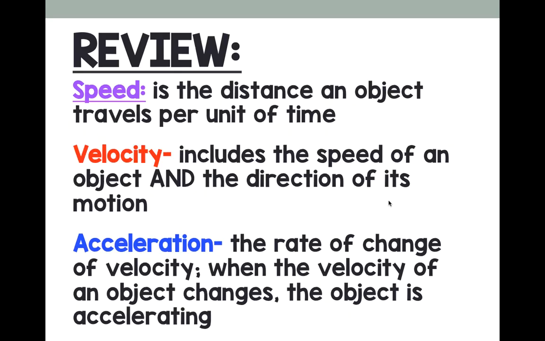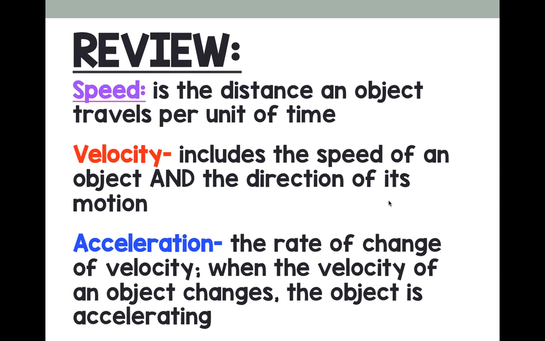So we first learned about speed, and we learned that speed is the distance an object travels per unit of time. So speed calculates how far an object goes in a certain amount of time, and that gives us the object's speed. We also learned about velocity. We learned that velocity includes the speed of an object, but it adds on a little element of direction. So if it travels 4 meters per second north, that would be velocity. But if we said an object travels 4 meters per second, that would just be speed. So velocity is speed plus direction of the motion the object is going.